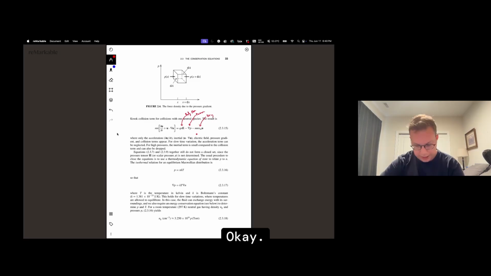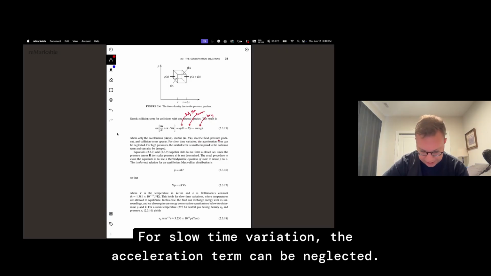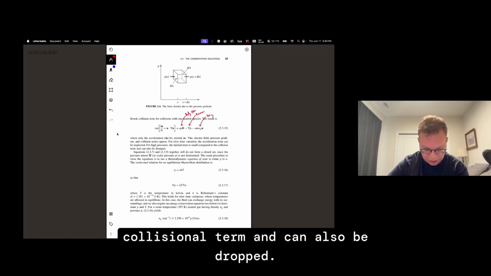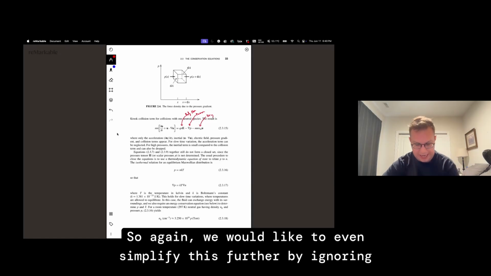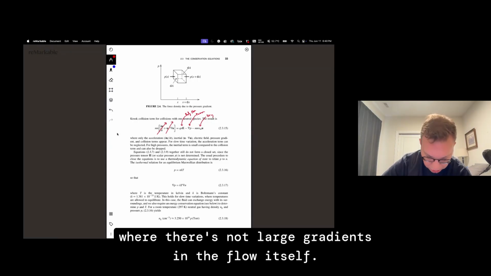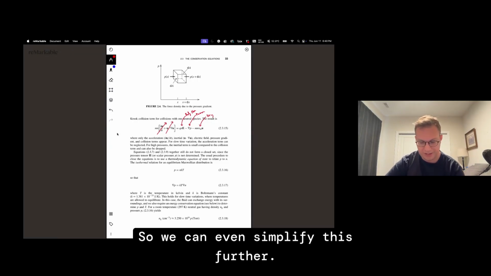pressure, and body force. Okay. For slow time variation, the acceleration term can be neglected. For high pressures, the inertial term is small compared to the collisional term and can also be dropped. So again, we would like to simplify this further by ignoring the time rate of change and also considering situations where there are not large gradients in the flow itself. So we can even simplify this further.